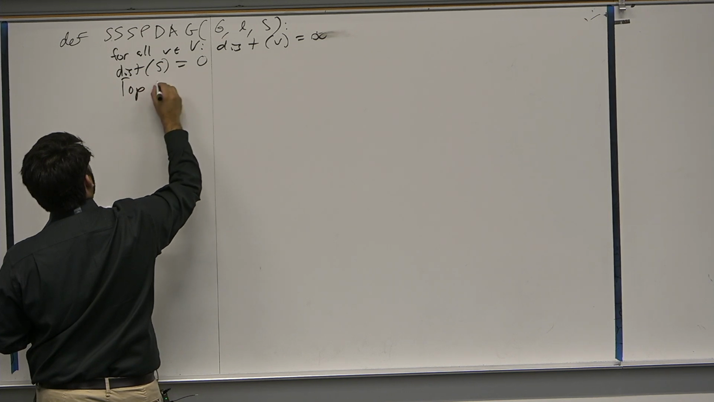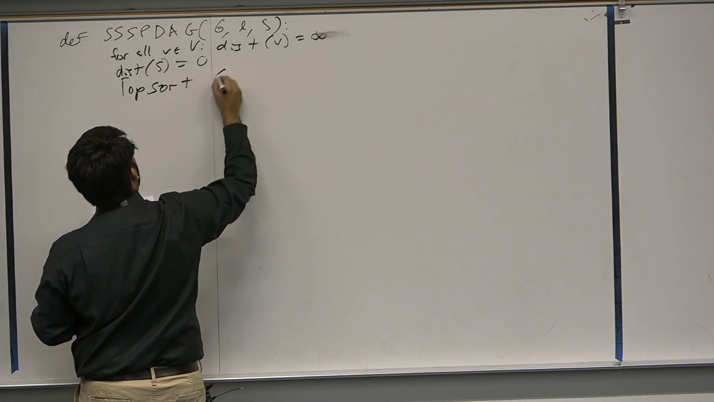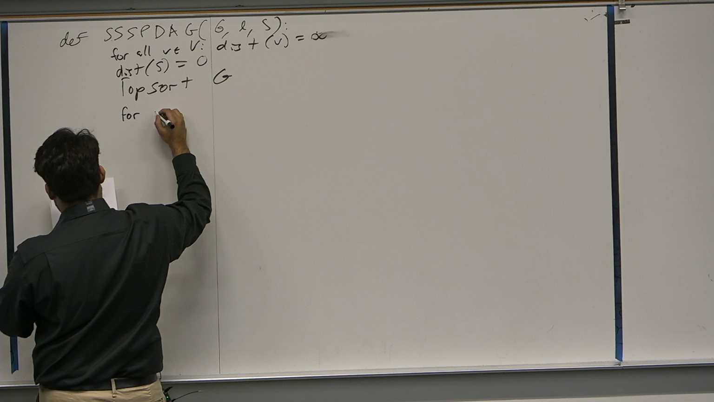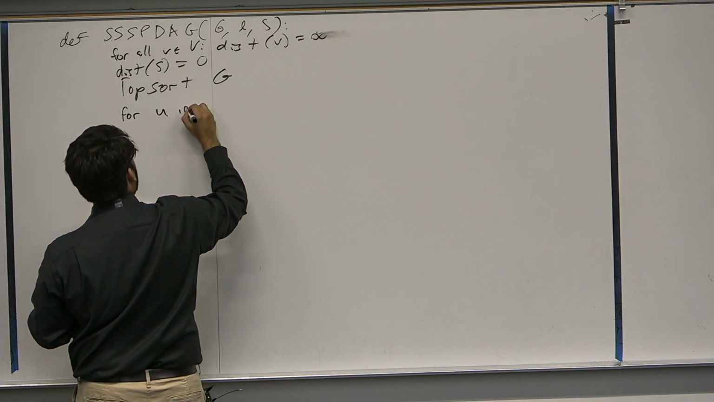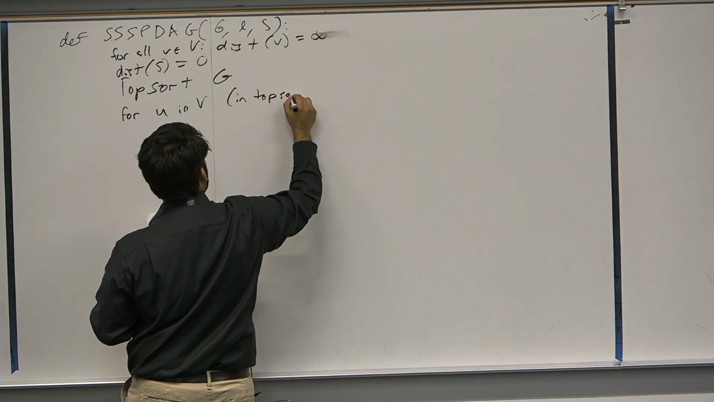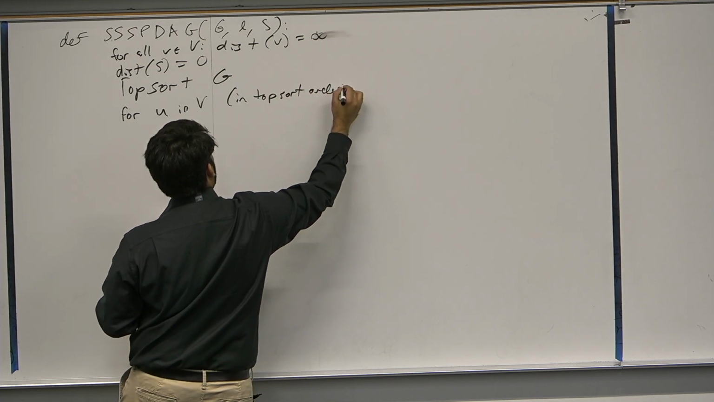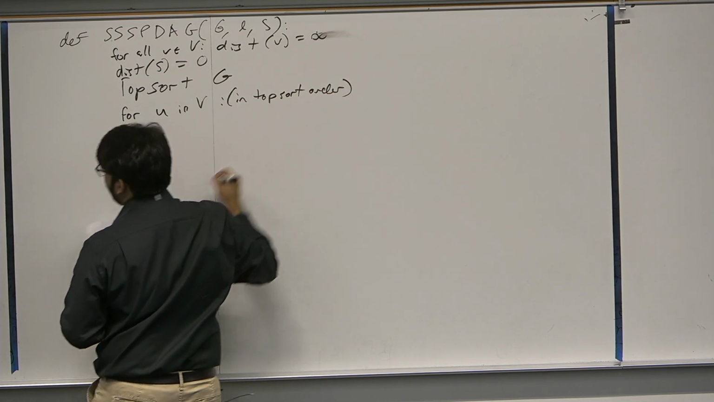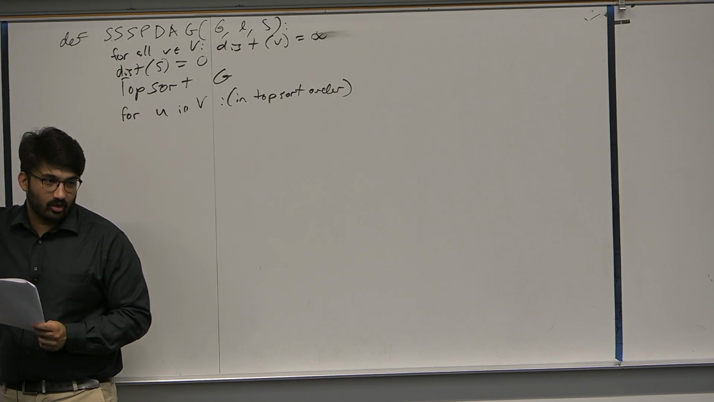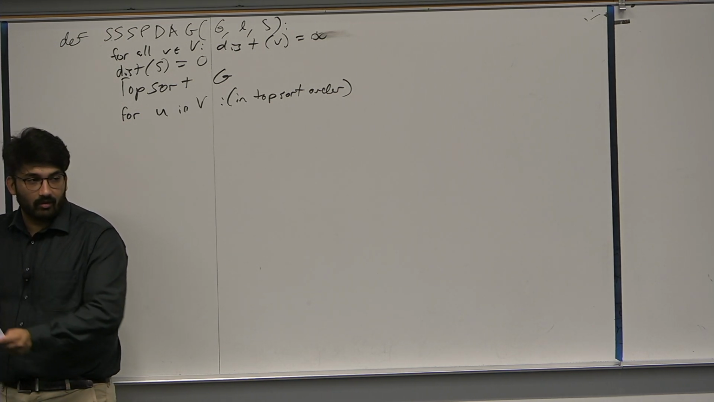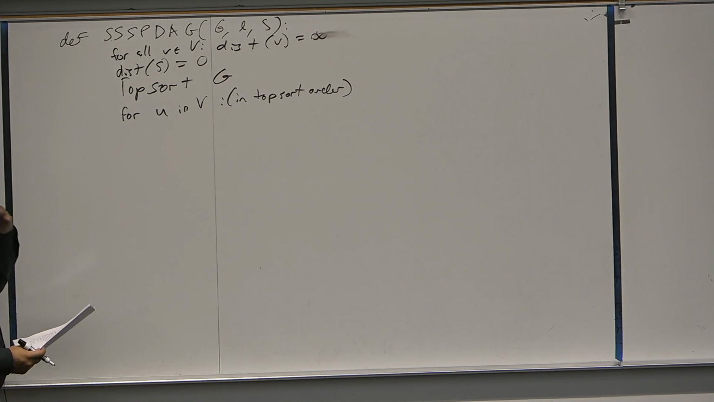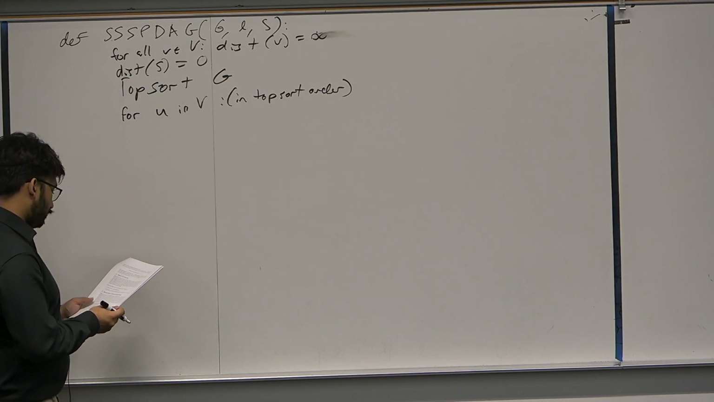Top sort this graph G, then for U in V, but in top sort order. So what that means is we're going to go S, A, B, C, because that's the order the top sort tells us to. Now that's not the order that's given to us. The DAG could be arranged in any kind of complicated way. We top sort it and then we loop over the vertices in that order.